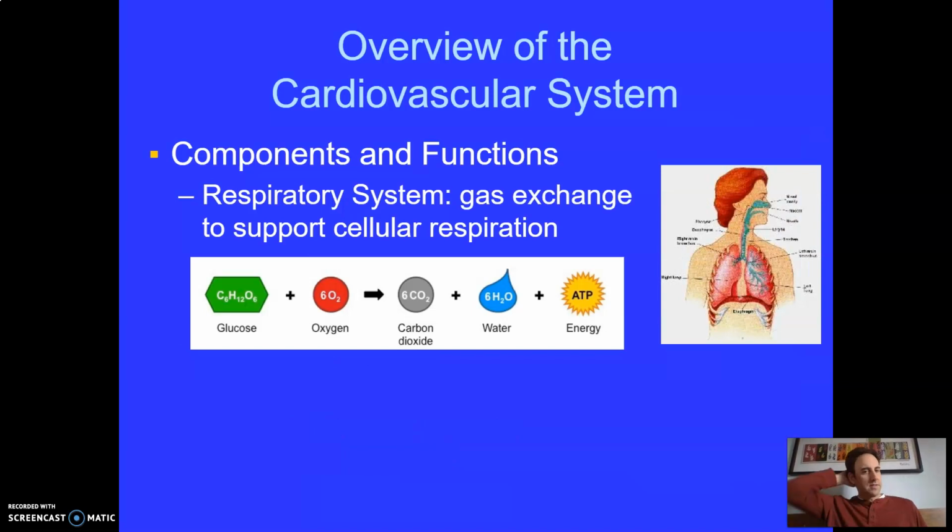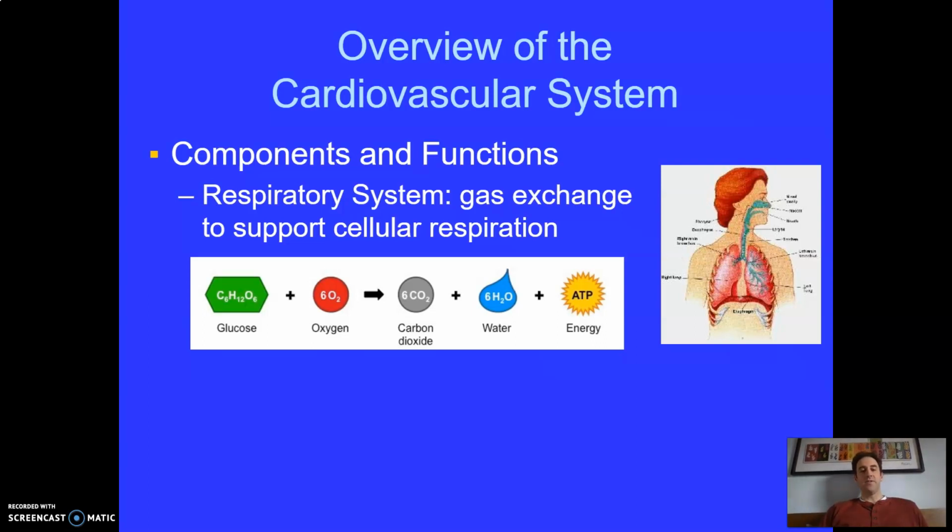So what are the functions of the respiratory and circulatory systems? Well, the respiratory system's main job is gas exchange, which supports cellular respiration. Now, you may remember we talked a little bit about cellular respiration in our last unit on muscles. We talked about how cellular respiration is one of three ways in which cells make ATP, and this is the one that provides energy for endurance, and that just kind of keeps us going.